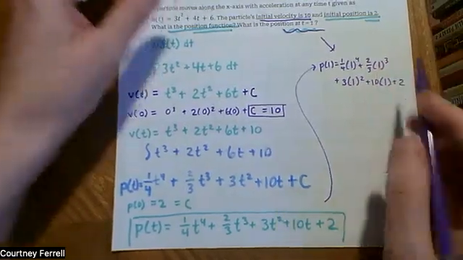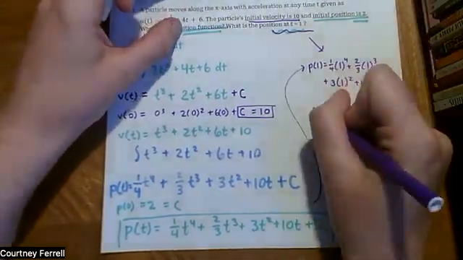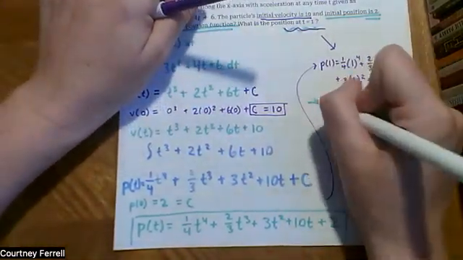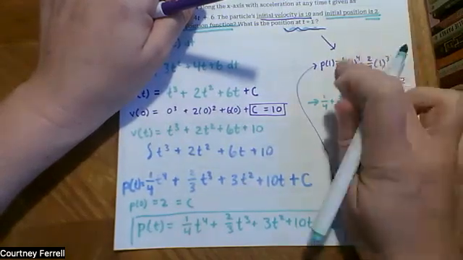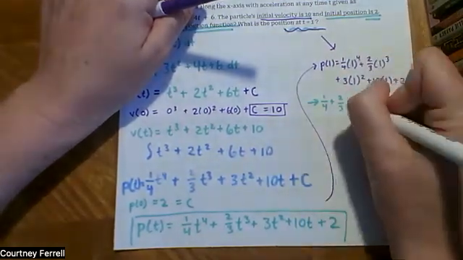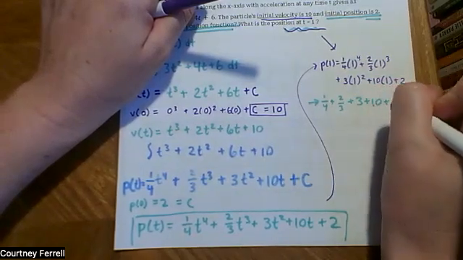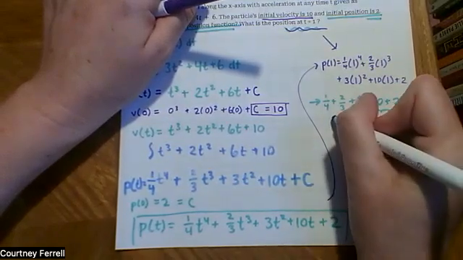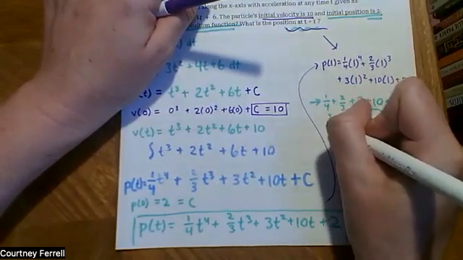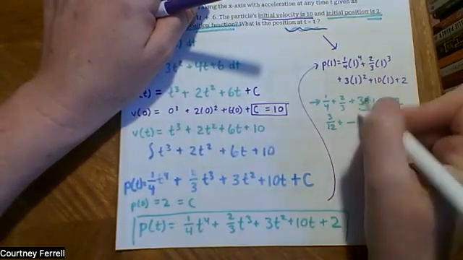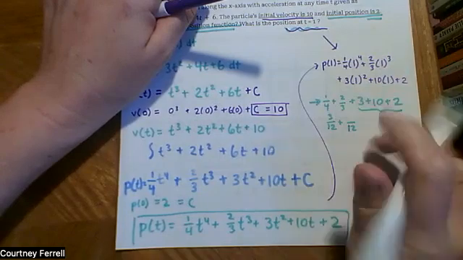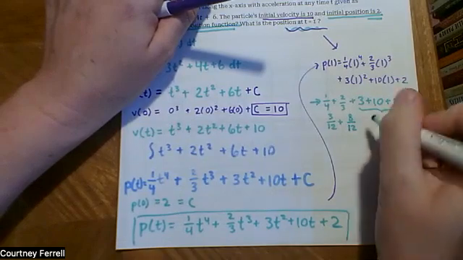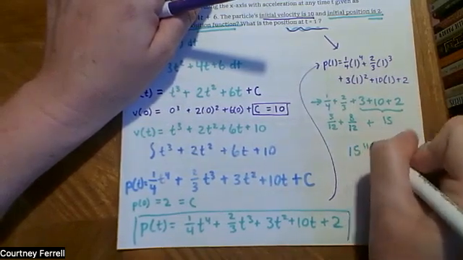Okay, cool. So to simplify, 1/4 plus 2/3, I'm just going to do this in a different color. So that's 1/4 plus 2/3 plus 3 plus 10 plus 2. Cool. 3 plus 10 plus 2 is 15. This I'm going to rewrite as 3/12 plus 8/12. 3 plus 8 is 11. So we have 15 and 11/12.